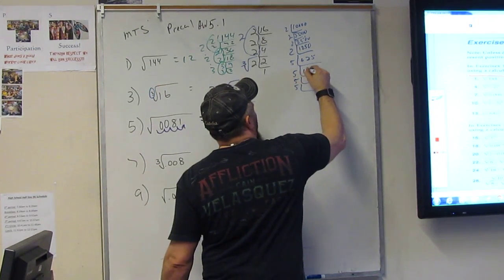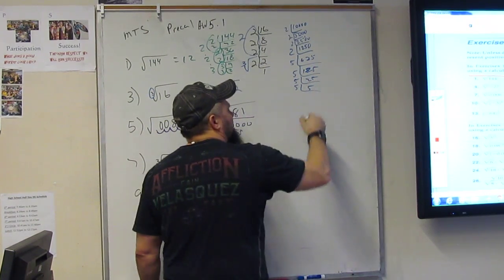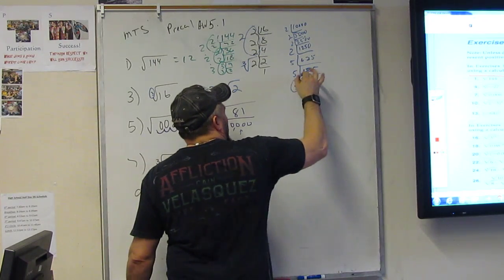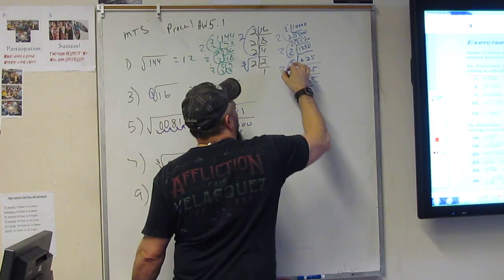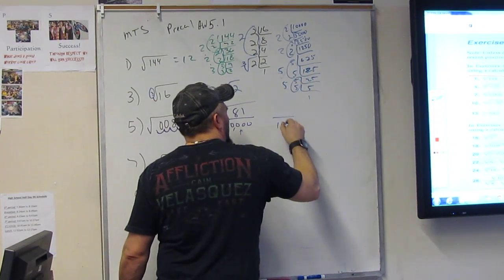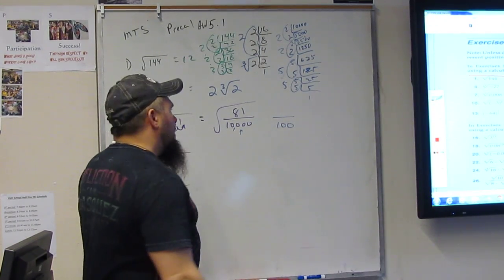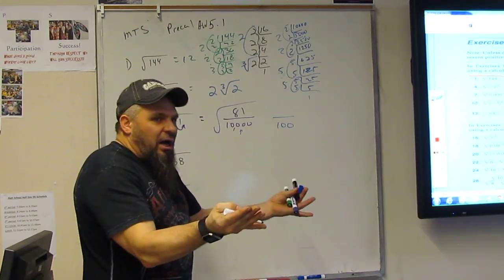So that's 125, then that's 25, and then that's 5, and that's 1. What you're going to end up with is a pair, and a pair, and a pair, and a pair. So 2 times 2 times 5 times 5, which is 100. So you're going to end up with 100 on the bottom. And then, like I said, cut that in half. You still end up with 100.